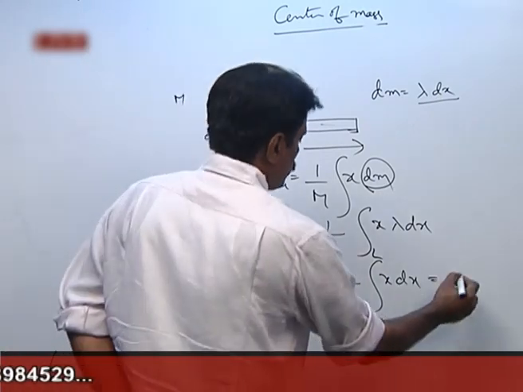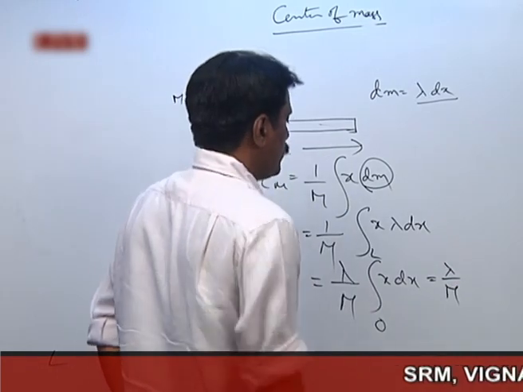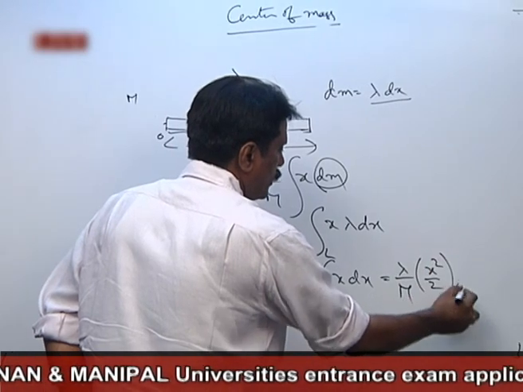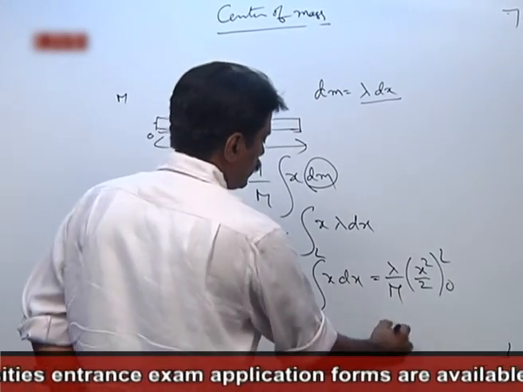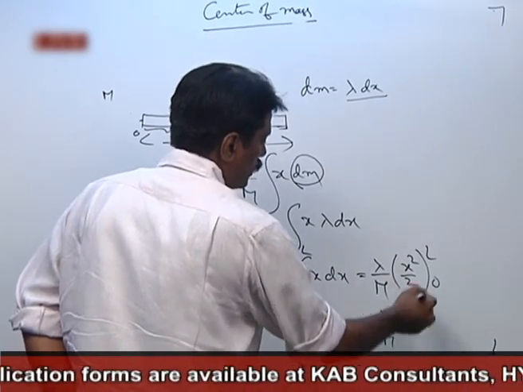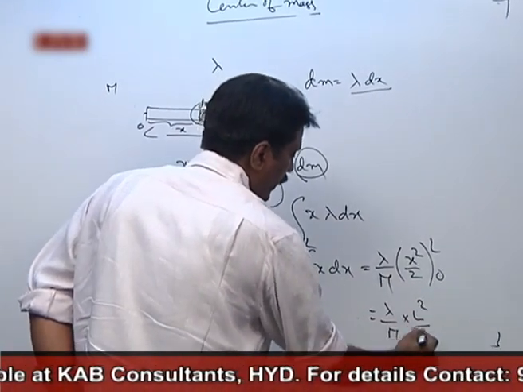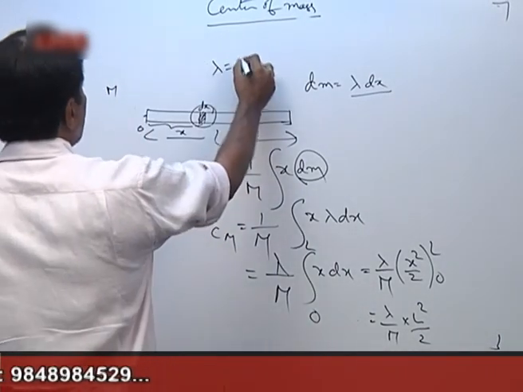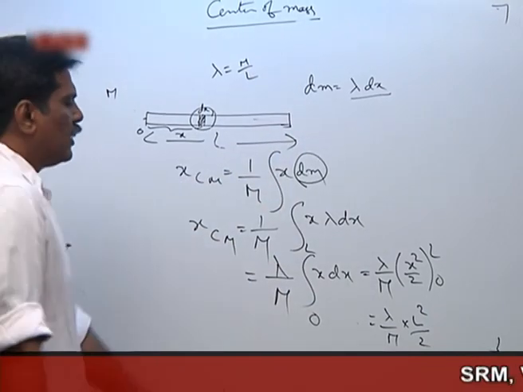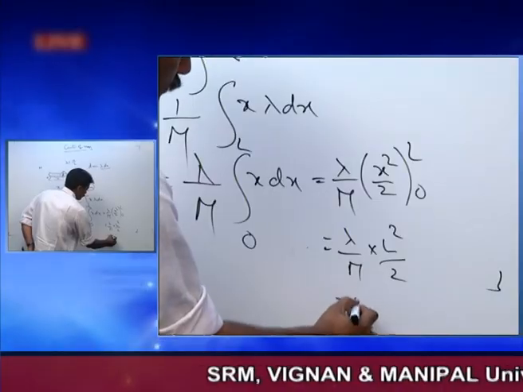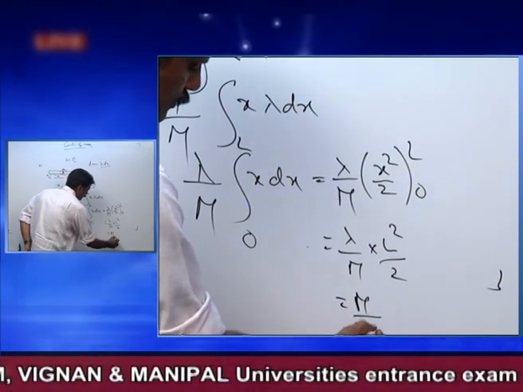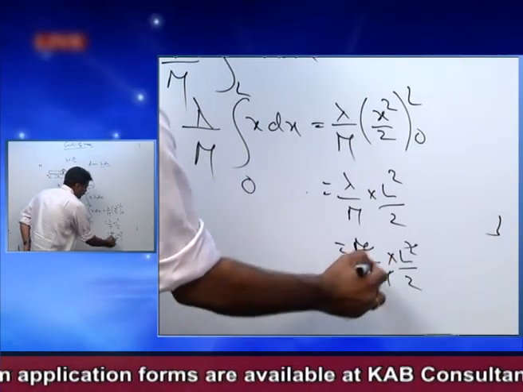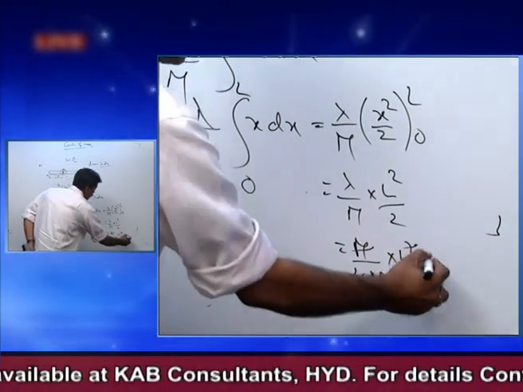This is equal to lambda by m into integral of x dx, which is x square by 2, from 0 to L. Substituting the limits, you will get L square by 2. Now, we know that lambda is nothing but m by L, mass per unit length. Substitute it here. So, what we will get is L by 2.